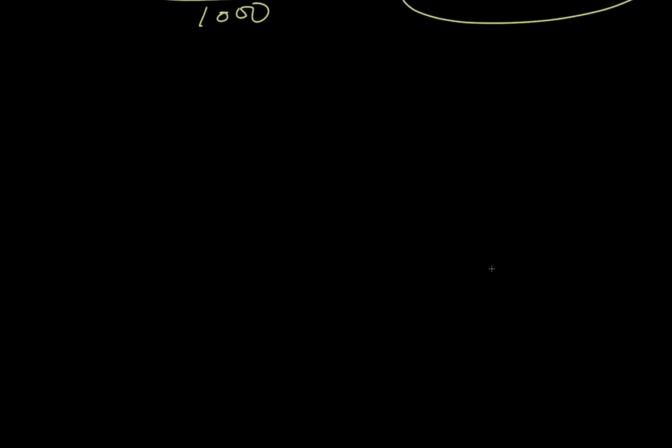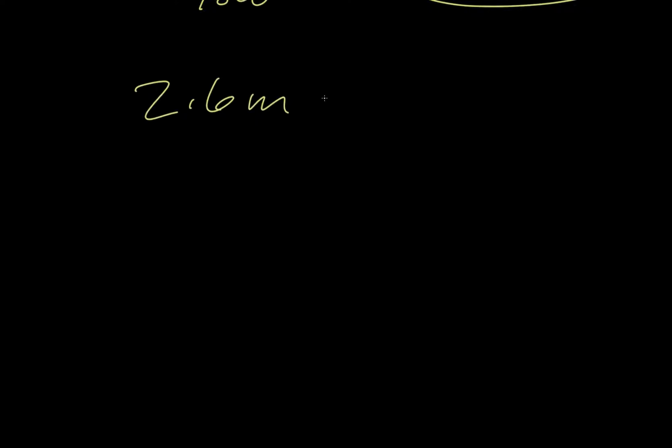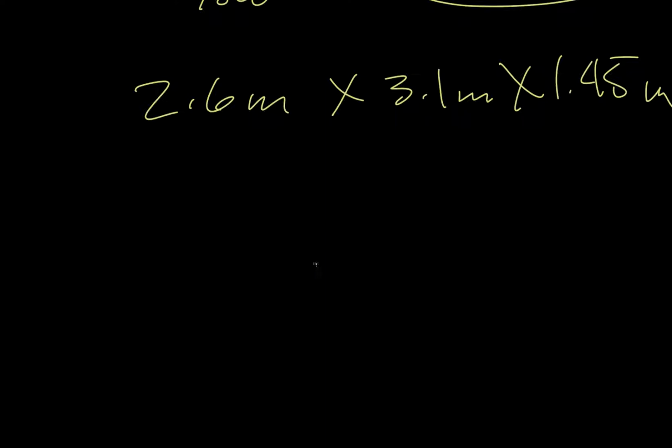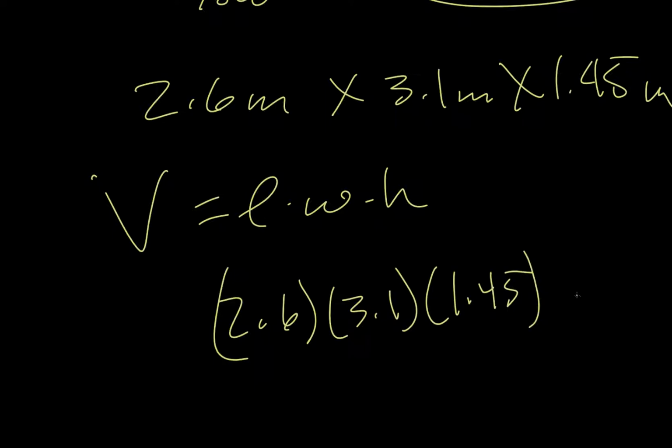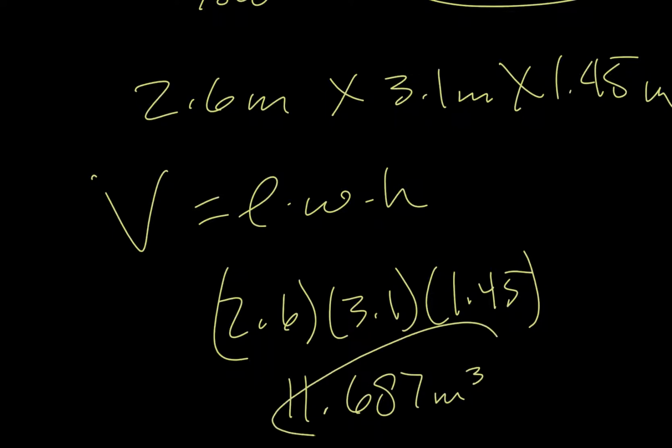Okay, move on to example 9. It says find the capacity of a 2.6 meter by 3.1 meter by 1.45 meter tank. Okay, they draw a picture in their book, but volume for a rectangular prism, which essentially is all we're doing on this one, is just length times width times height. If you feel like you need the picture, I'm just going to let you look in the book, and so we just plug these in. Put that in a calculator, and we end up with 11.687 meters cubed.